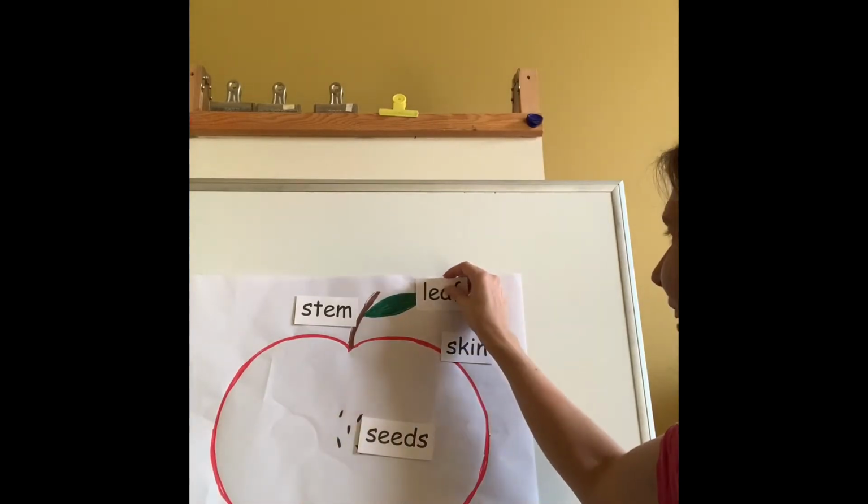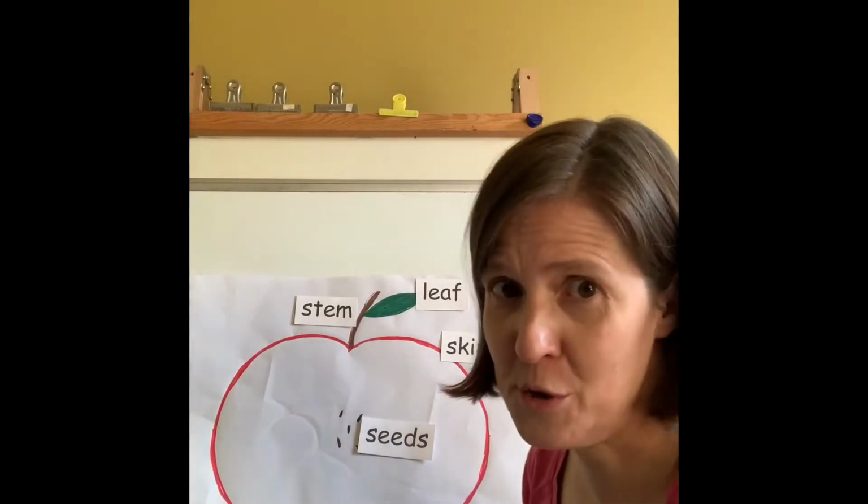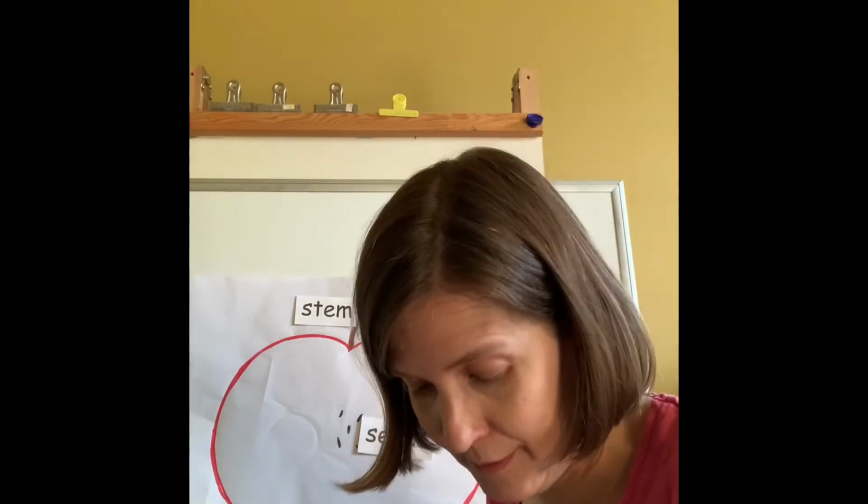There it is. Now, if you get your apples from the grocery store, you probably won't see a leaf on your apple. But if you go to the orchard or get a bucket of apples from maybe a farm, you might see a leaf stuck on there from when they were picking the apples.